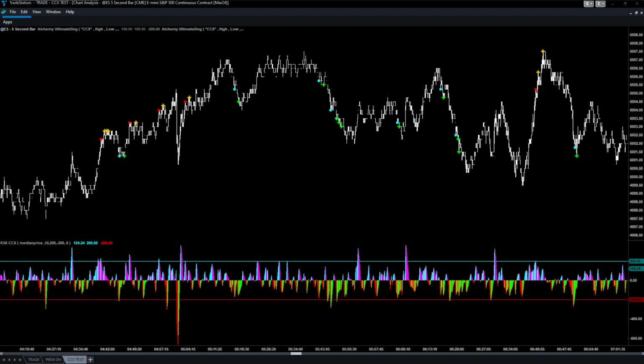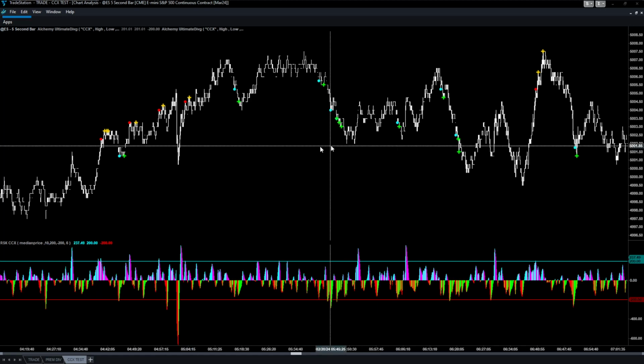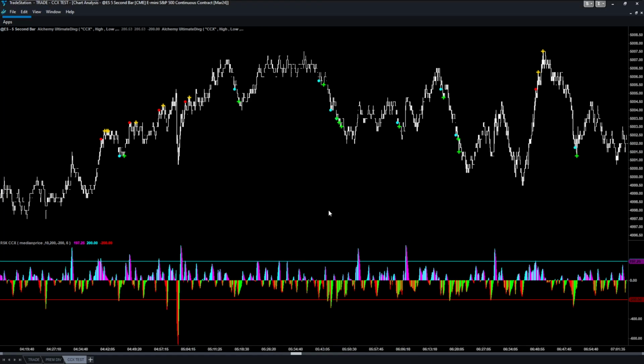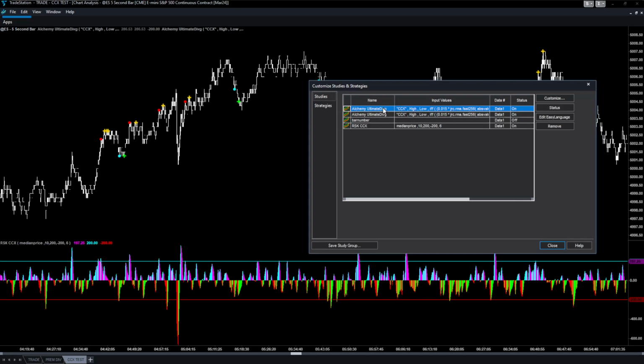In this video, we're going to be talking about the CCX indicator. And what we have on the chart right now are three particular indicators. There are two ultimate divergence indicators and a CCX indicator. This other thing called bar number, you can just disregard that. There are two divergence indicators here. They're both set up identically.